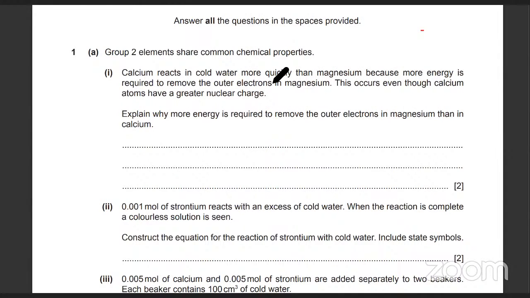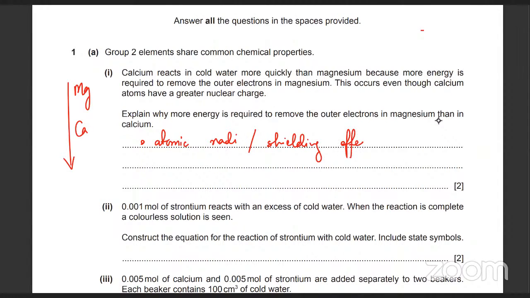Calcium reacts in cold water more quickly than magnesium because more energy is required to remove the outer electrons in magnesium. This occurs even though calcium atoms have a greater nuclear charge. Explain why more energy is required to remove the outer electrons. So when you go down the group, the size of the atom becomes bigger. So you're just going to talk about 2 points. One is that atomic radii of calcium is greater, and also the number of shells. You've got more shielding. So you're going to comment on these two things.